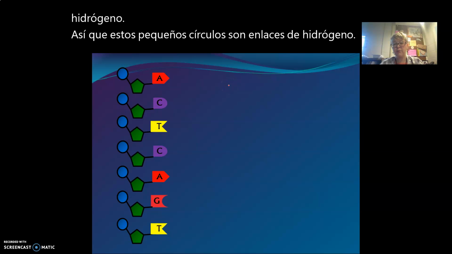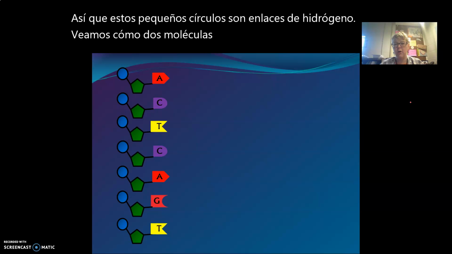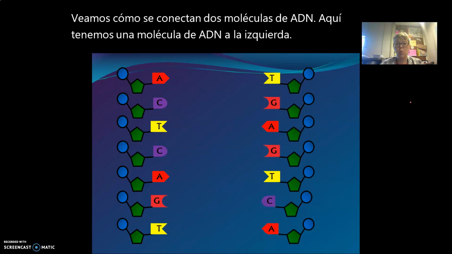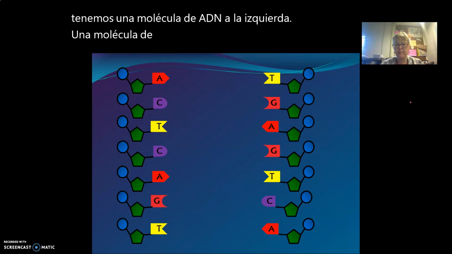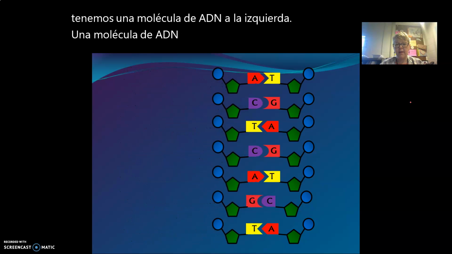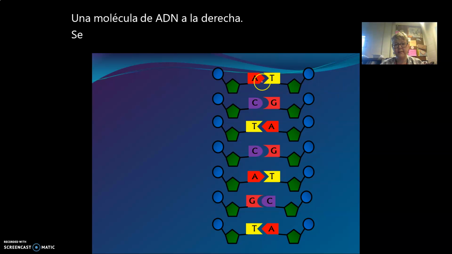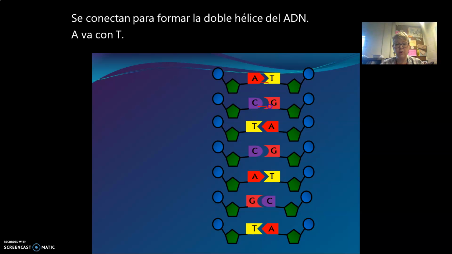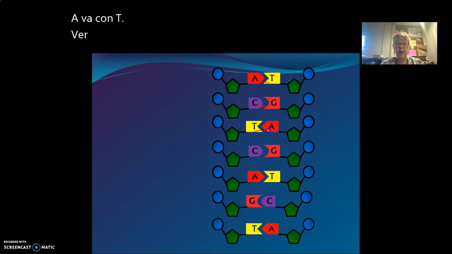Let's watch how 2 DNA molecules connect. Here we have 1 DNA molecule on the left, 1 DNA molecule on the right. They connect to form the DNA double helix. A goes with T, C goes with G, T goes with A, G goes with C.